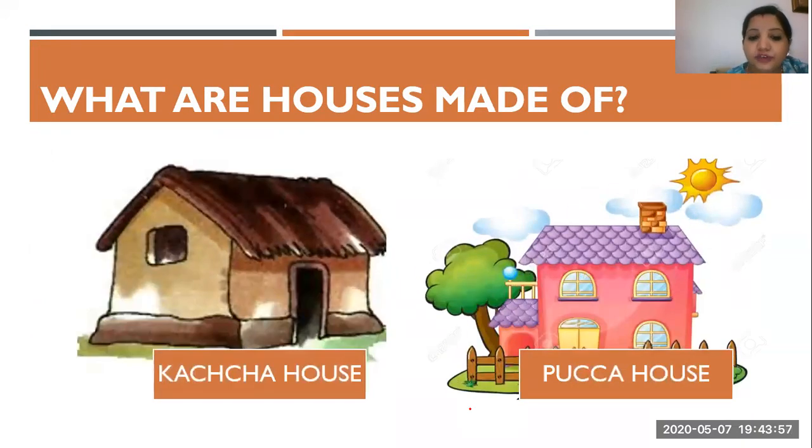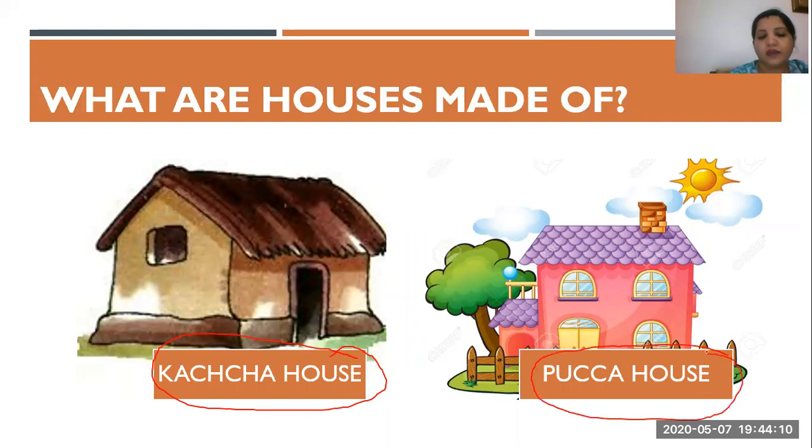Here I have shown you two pictures. In the first picture you can see it is written Kacha house. Yes, children. And in the second picture it is written Pakka house. As the name indicates, Kacha means which is not strong. It is a Hindi word, and Kacha means the thing that is not very strong, and Pakka means the thing that is strong. So as the name indicates itself, this is a Kacha house.